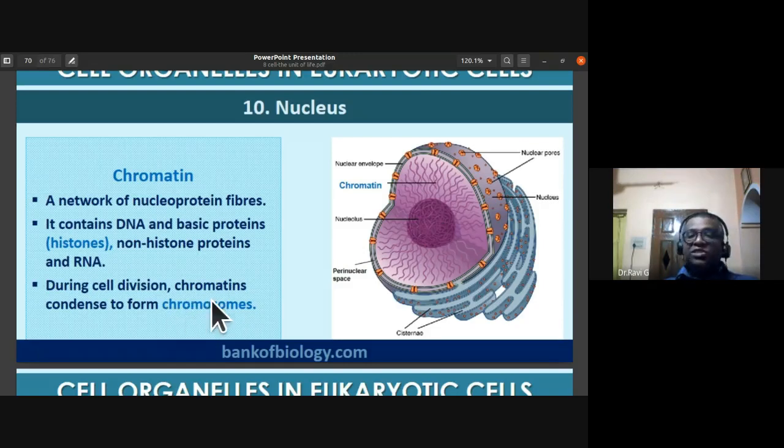During cell division, the chromatin is going to condense to form structures called chromosomes. So that is the future fate of this chromatin.